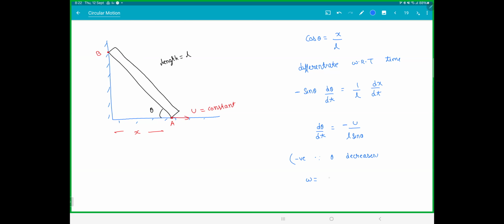So omega is nothing but u by L sine theta. Easy? So at this instant, this is your angular velocity. How are you getting u sine theta in the numerator, right? Sir, I use the other method. Okay, let's look at the other method. I'll show you that also.